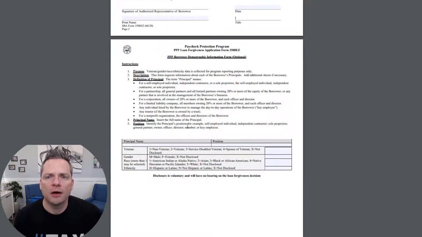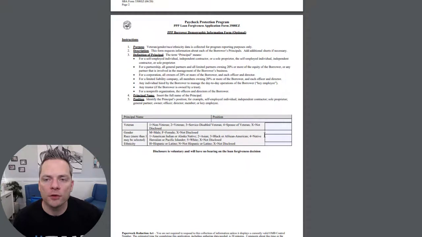And then, like all SBA things, they want you to fill out this information. Feel free to fill that out however you want. So like you would put your name here, the position you have in the company, and then they want you to put a number or an X if you don't want to disclose anything. Same with all these boxes. So really, if you wanted, you could just put X's across the board down here and you'd be fine. That is the 3508 easy application form.